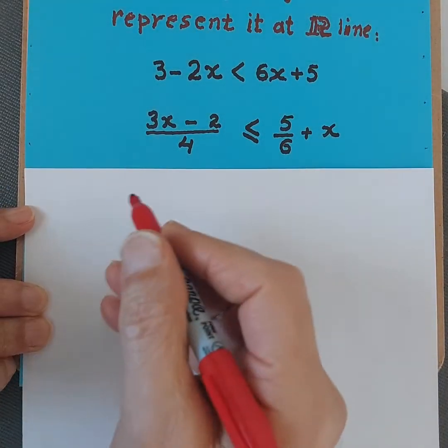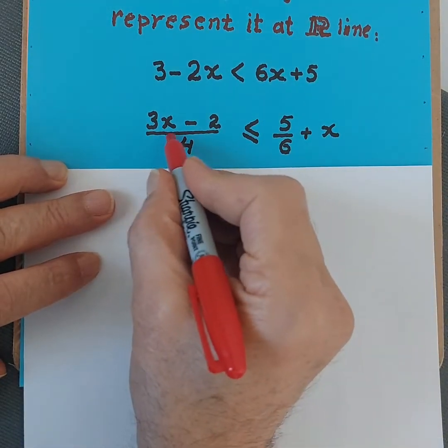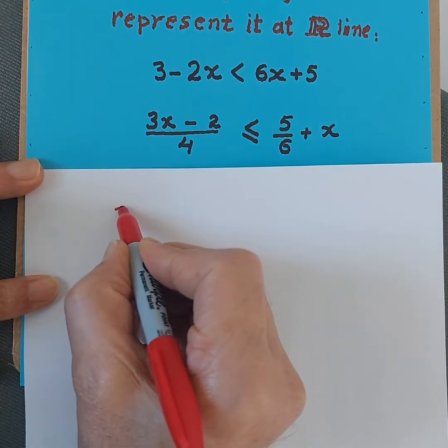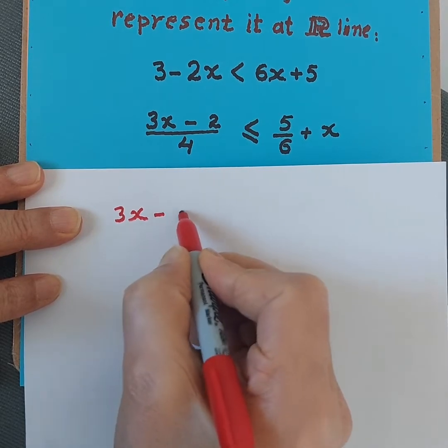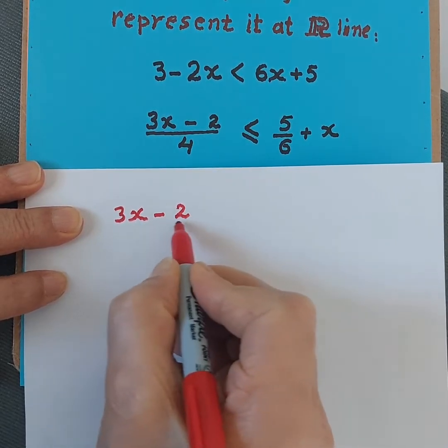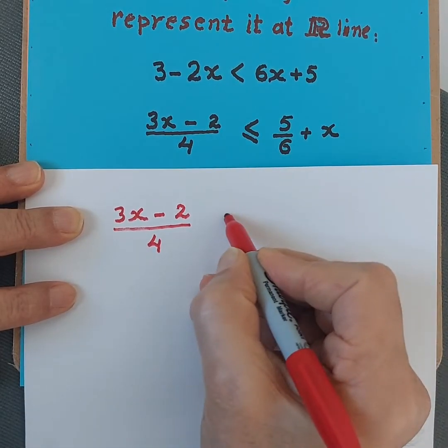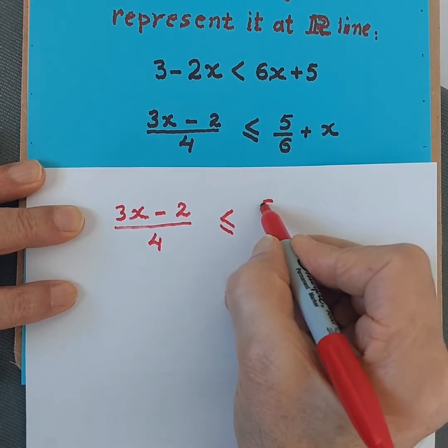Let us move to the second inequality, which is 3x minus 2, all over 4, is less than or equal to 5 over 6 plus x.